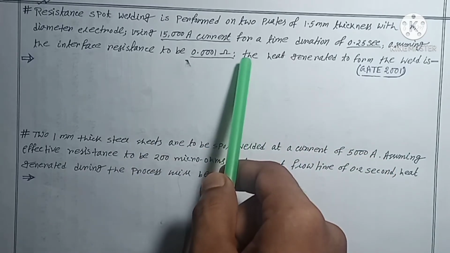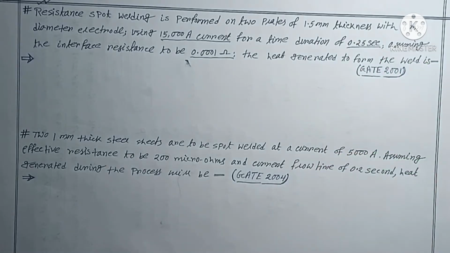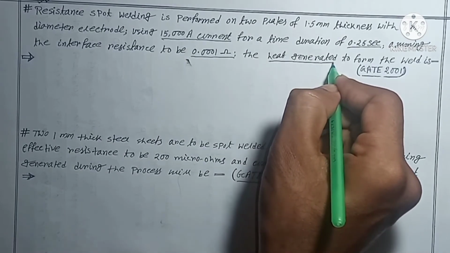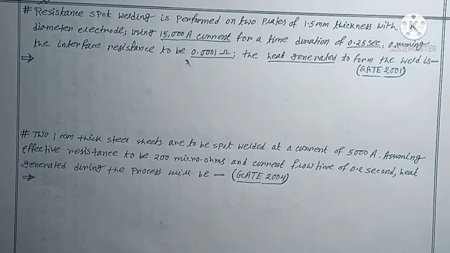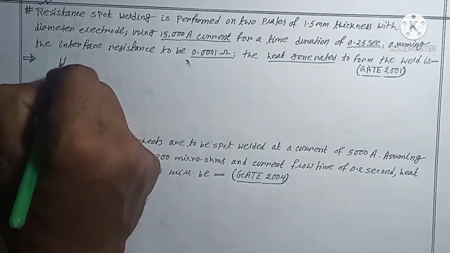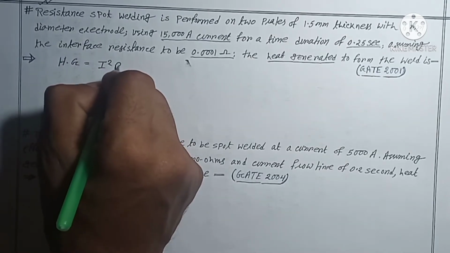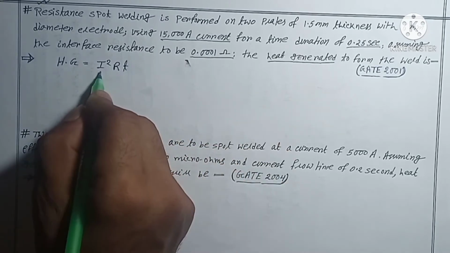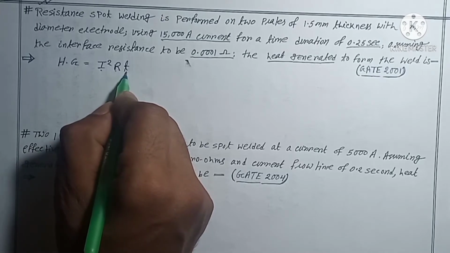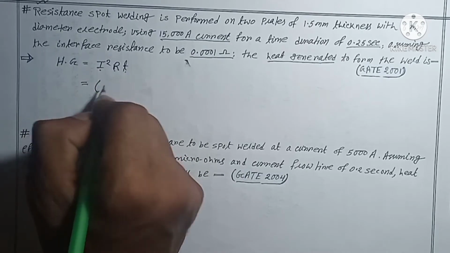Now what do we have to find out? The heat generated to form the weld. So by reading the question it is clear we have to find out the heat generation. In the previous video I gave you only one formula to find the heat generation, and the formula is: heat generation can be written as H = I²RT. Am I right? Where I is the current in ampere, R is the resistance in ohm, and T is the time in second.